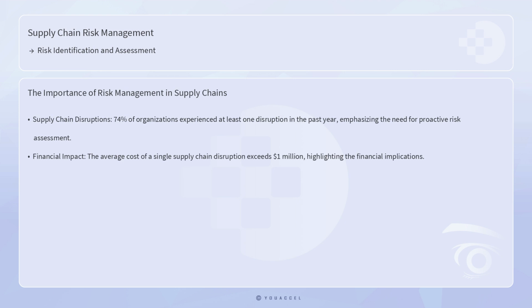Statistics further emphasize the significance of risk identification and assessment in supply chain management. According to a survey conducted by the Business Continuity Institute, 74% of organizations experienced at least one supply chain disruption in the past year, with the average cost of a single disruption exceeding $1 million. These figures highlight the financial implications of supply chain disruptions and the necessity for effective risk management practices.